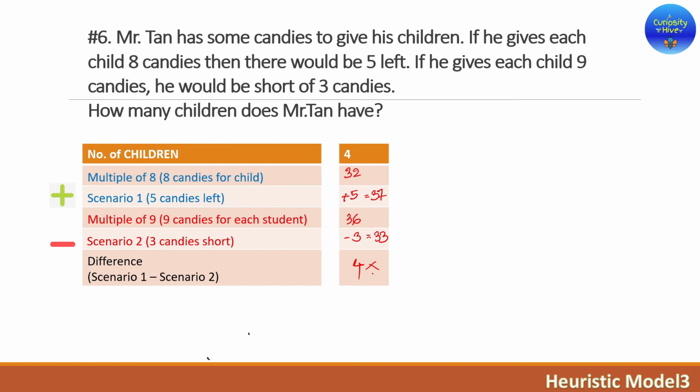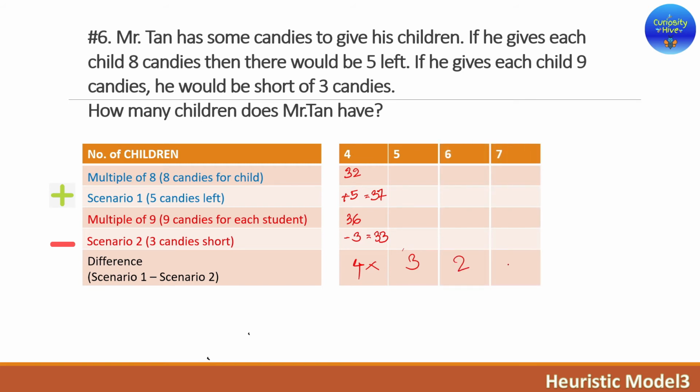So if we go 5, probably the difference would be 3. 6 would give us the difference of 2. 7 would give us the difference of 1. Let's try 8. 8 times 8 is 64. And 5 candies will be left. So 64 plus 5, which will give me 69. And 8 times 9 is 72. I hope you remember your tables. And then it would be 3 candies short. So that is also equal to 69. So the difference is 0. So we have rightly assumed that as it reduces the difference. So our answer is 8.